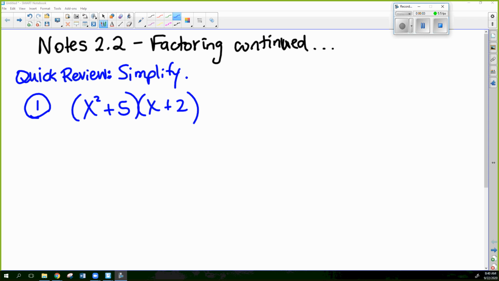All right, so today we're going to be factoring some more, more types of factoring. We're going to call it Notes 2.2, Factoring Continued. The first thing I want you to do is simplify. This is just a quick review.